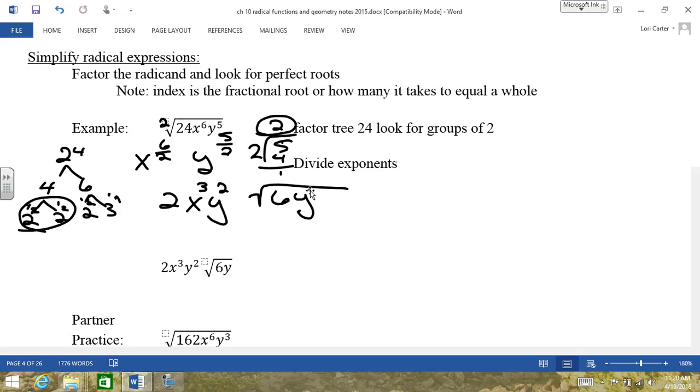What about the 3 and the 2? I know how you got it. The shortcut way or the other way? The short way. You take 6 divided by 2 and you have 3. And 5 divided by 2 is 2 with a remainder of 1. And you only have 2 y's, and the other one would stay inside.